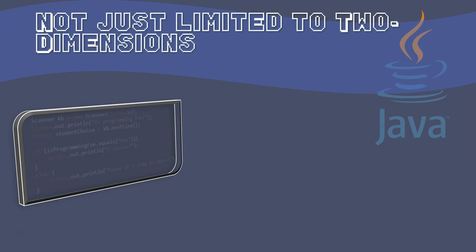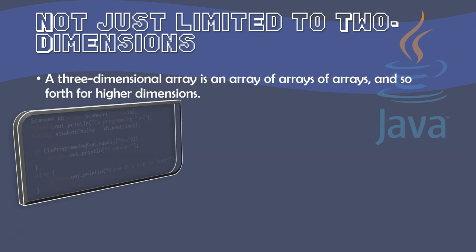Now, as we've seen a little bit already, arrays aren't just limited to 2 dimensions. A three-dimensional array, of course, is effectively an array of arrays of arrays, and so on and so forth for higher dimensions. So if you had 4, it'd be an array of arrays of arrays of arrays.